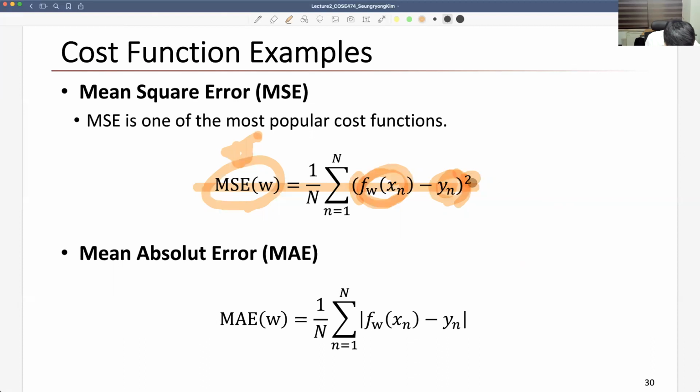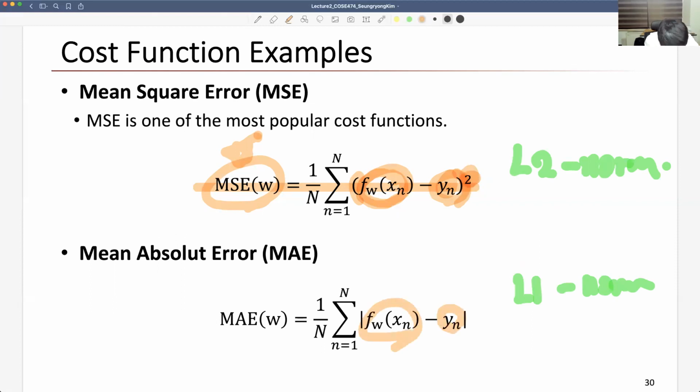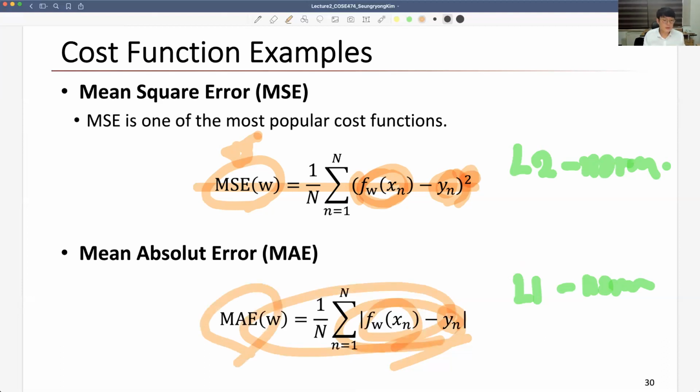Actually, this is the L2 norm case, or we can consider the L1 norm case. So like this: this is the ground truth, and this is the estimated one, and this is the absolute distance between the estimated and ground truth one. So this is the mean absolute error.